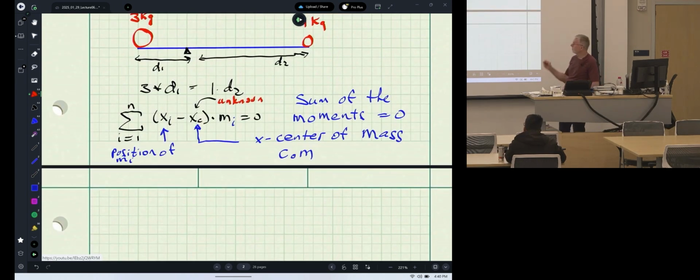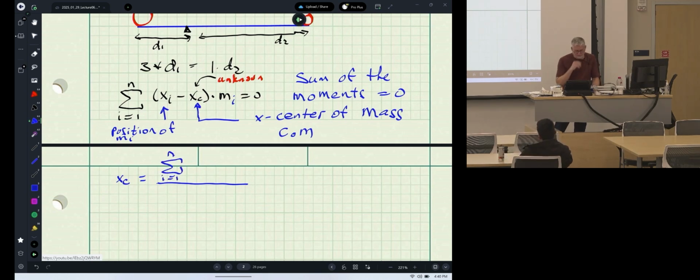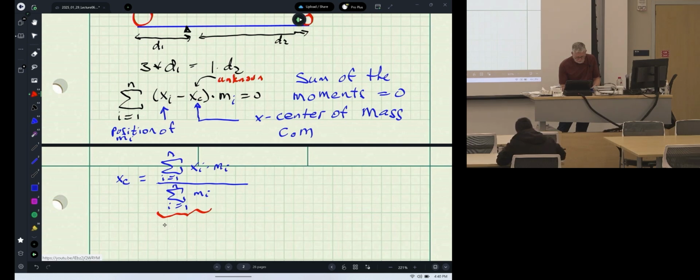We assume the positions of the masses are known, and so we can just solve this equation very quickly, and you would obtain the sum, i equals 1 to n, of xi times mi, over the sum, i equals 1 to n, of mi. And this is the total mass.